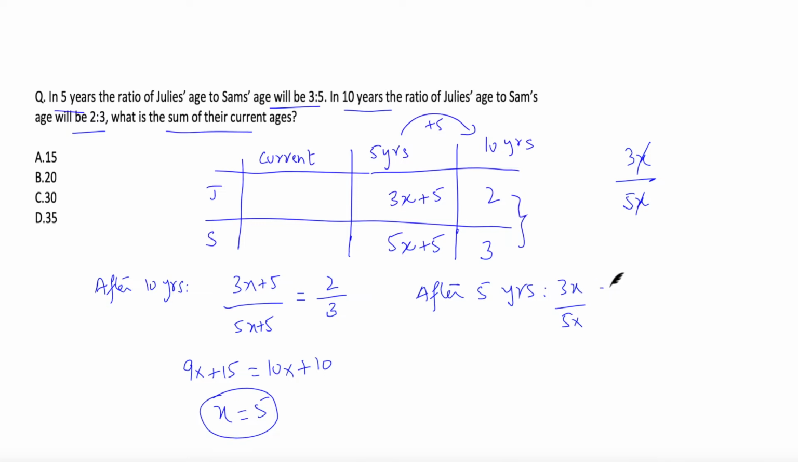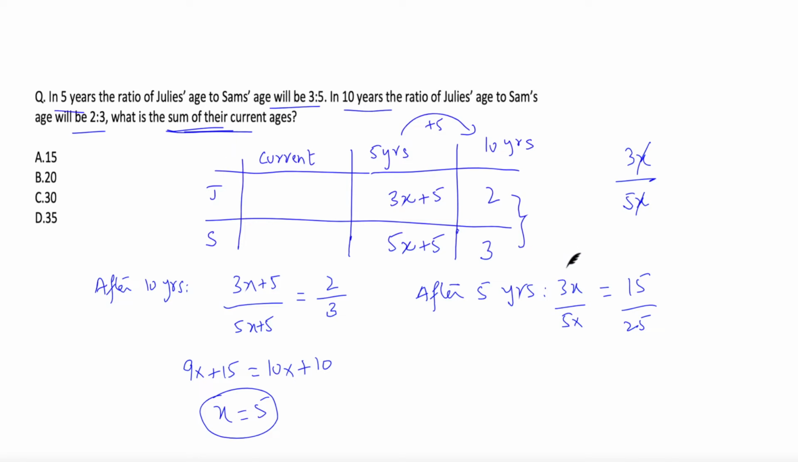So simply replace x with 5 and you will get their ages after 5 years. Julie's age after 5 years is 3 into 5, 15. And Sam's age after 5 years is 5 into 5, 25. But we are not done yet. The target answer is the sum of their current ages.